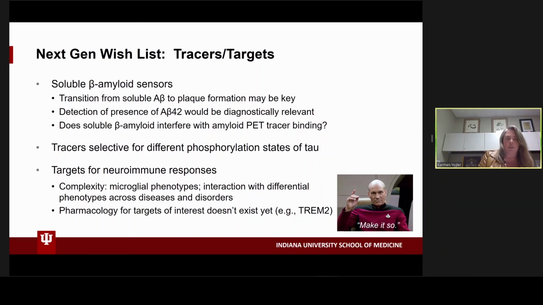And unfortunately, in the field of glial biology, the pharmacology really hasn't gotten there yet for us to use that as a springboard for radiolabeling. There's a lot of targets there that have been identified that are very much of interest. TREM2 is a really good example of that, but we haven't identified the endogenous ligand, and there's no good pharmacology yet available.